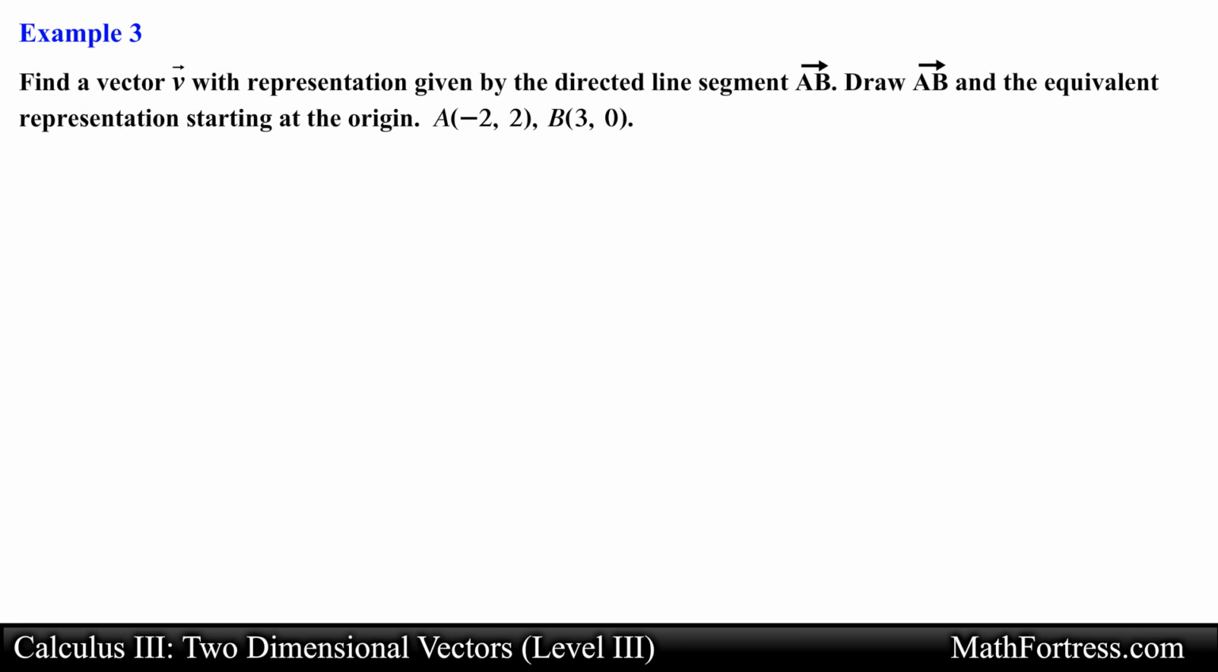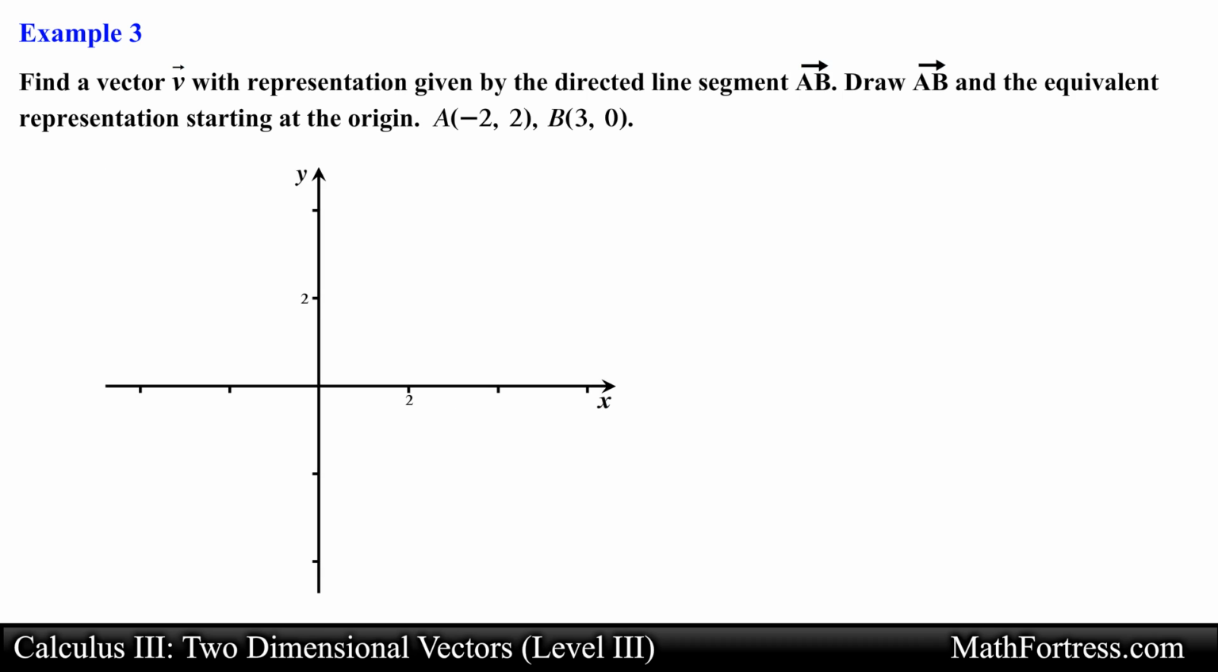Find a vector v with representation given by the directed line segment AB. Draw AB and the equivalent representation starting at the origin. Point A is -2, 2, and point B is 3, 0.